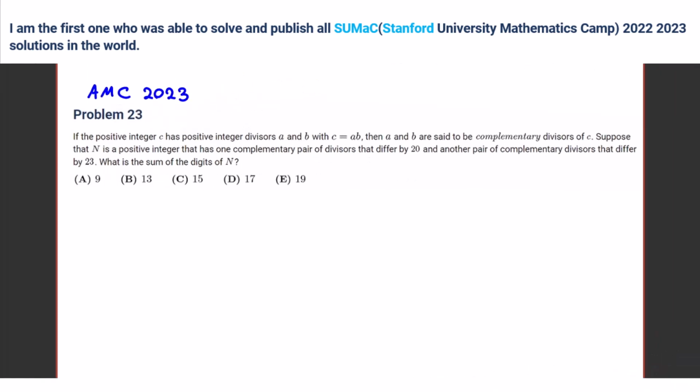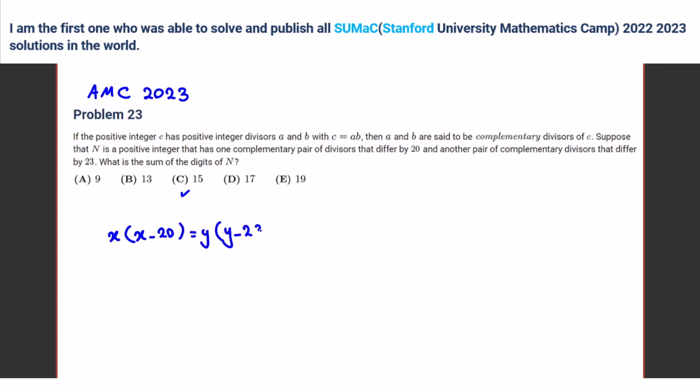Is it C? It's C. Yes, good job. Because we can say A times (A plus 20) is equal to B times (B plus 23), right? Yeah. And then you did what? Actually, I did x times (x minus 20) and y times (y minus 23). Okay, so let me write like that. x times (x minus 20), y times (y minus 23).